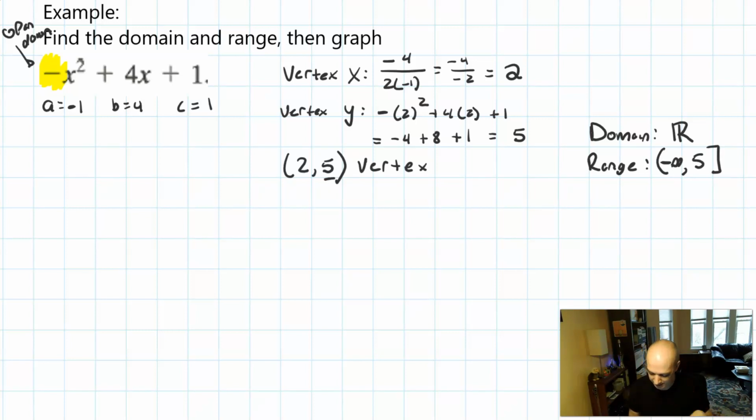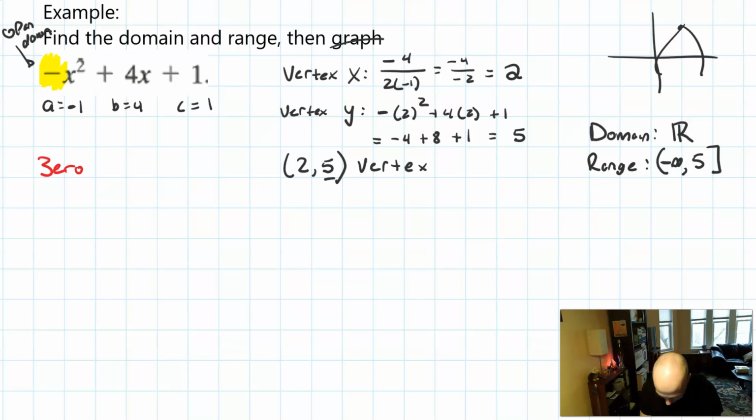a little bracket there. But right, once you know the vertex, it's really easy to find the range of this graph because you can kind of already anticipate its shape. Already I know the graph is going to look something like that. But I want to do one more. I want to find the zeros. So to find the zeros, I'm going to use this procedure.